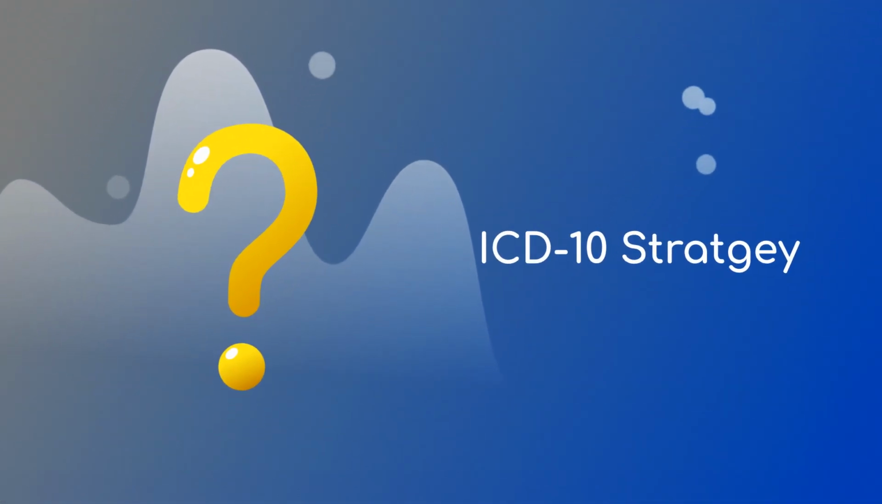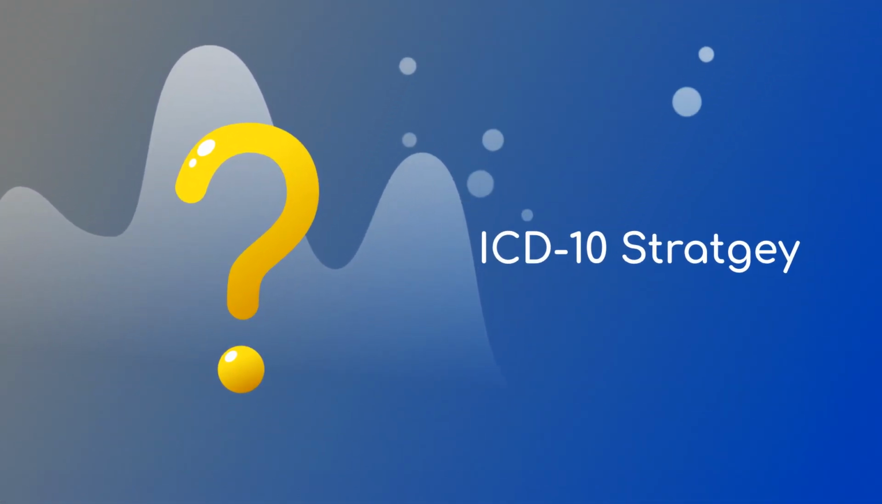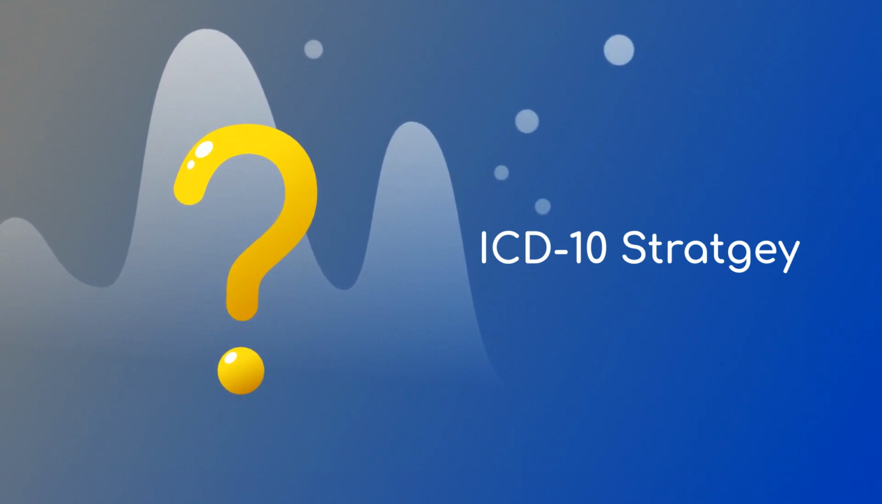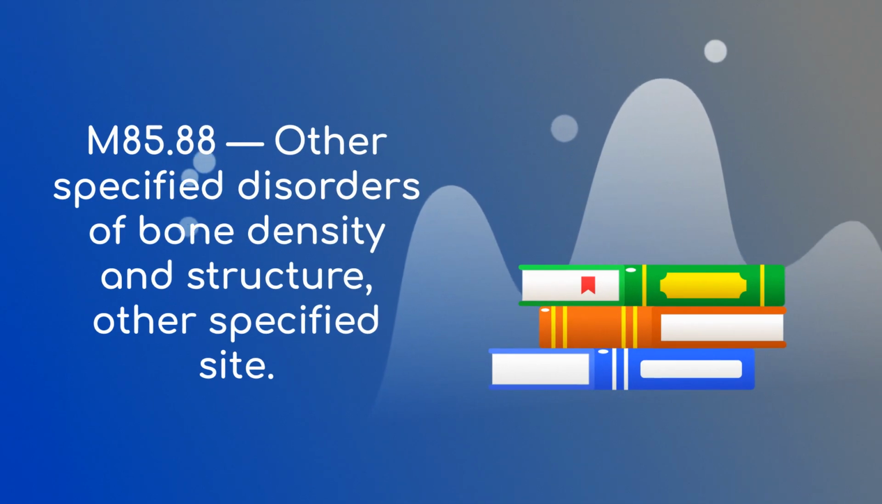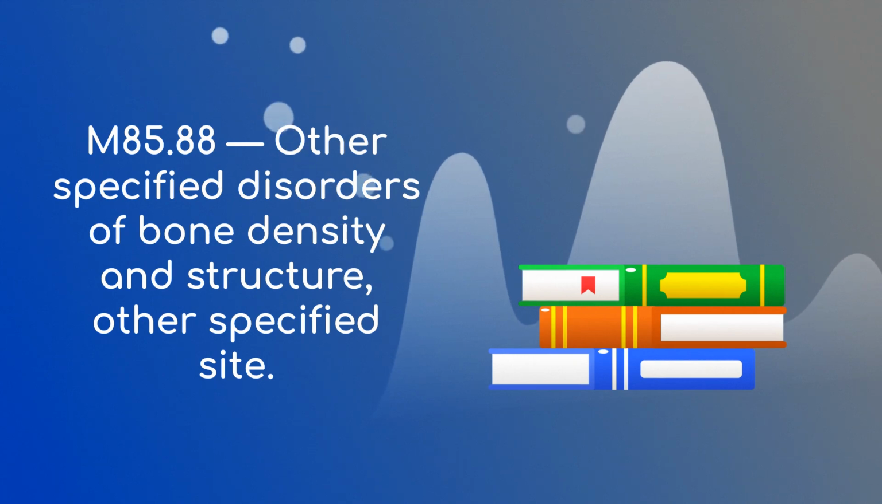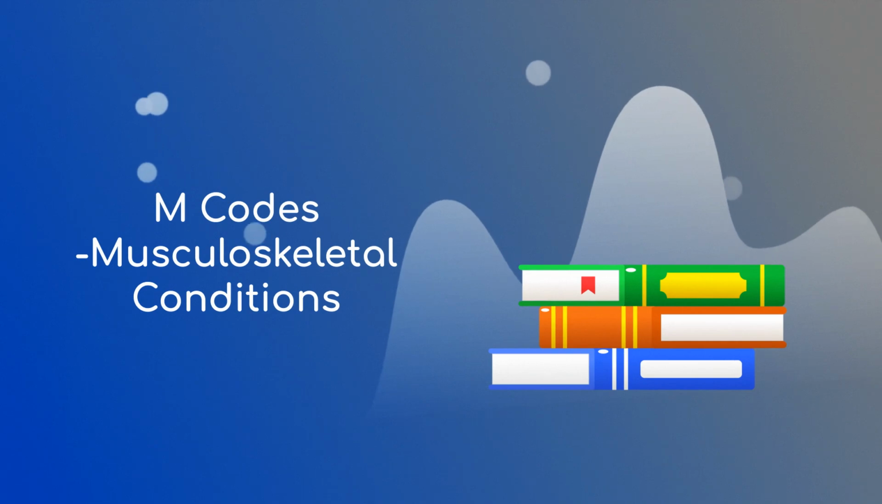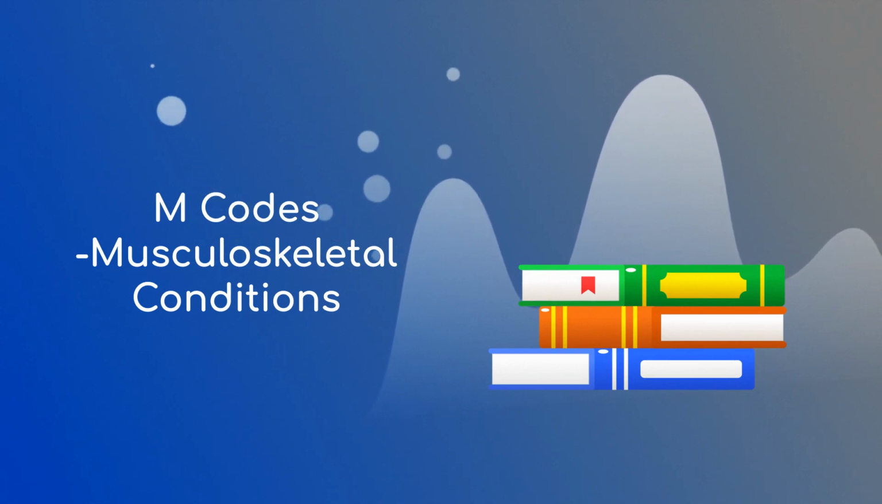Let's review the appropriate ICD-10-CM code for this case. Based on the radiology report, which notes osseous demineralization, the correct diagnosis code is M85.88, other specified disorders of bone density and structure, other specified site. This code is part of the ICD-10, covering musculoskeletal conditions.